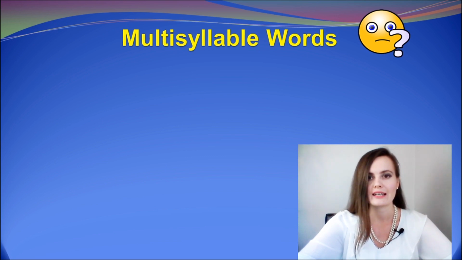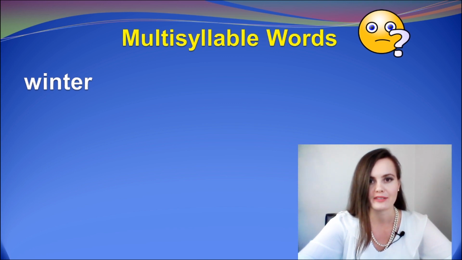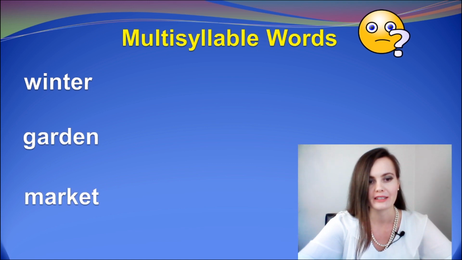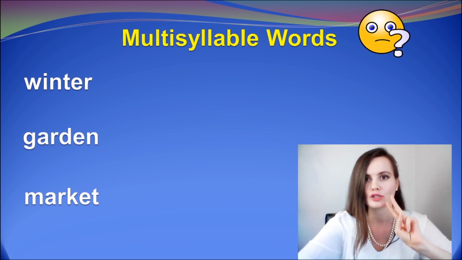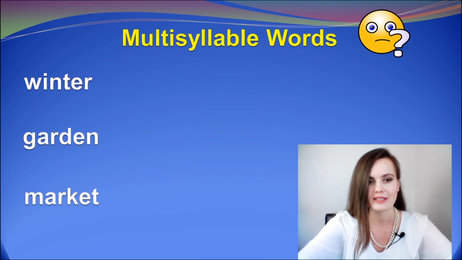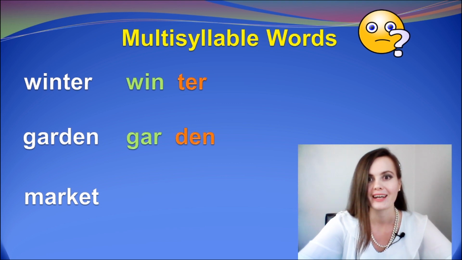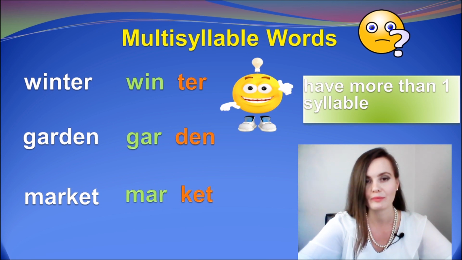So what is the multisyllable word? Let's read these examples. If you want to read this word, it would be easier for you to split it, and this and the other word. So it would be easier for you to split these words into 2 syllables, 2 chunks. Let's do this. Winter, winter. Garden, garden. Market, market.